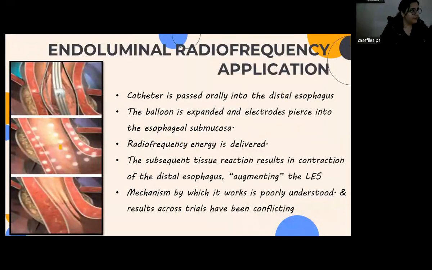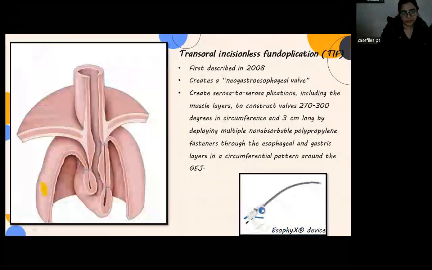Apart from these described surgical techniques, there are other techniques for further management of GERD patients. One of the less commonly practiced ones is the endoluminal radiofrequency application. In this, a catheter is passed orally into the distal esophagus, and the balloon is expanded, and the electrodes pierce into the esophageal submucosa. Then the radiofrequency energy is used, and the subsequent tissue reaction leads to the contraction of the distal esophagus and thus augments the lower esophageal sphincter. The mechanism by which this works is poorly understood, and the results across various trials have been conflicting, hence it's not very predominantly used.